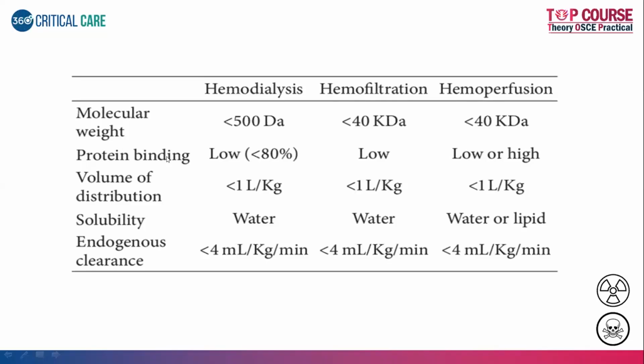Now protein binding, as I told, it should be low. If it is low, then it can be removed by hemodialysis. For hemofiltration also, the protein binding should be less. But with hemoperfusion, even if the toxin is highly protein bound, you can remove it. Now coming to the volume of distribution. Everywhere, it should be less. Solubility, yes, it should be water soluble, but hemoperfusion can even remove lipid soluble drugs. And endogenous clearance for all, as I told, should be less than 4 ml per kg per minute.